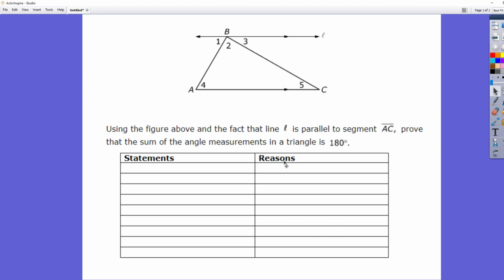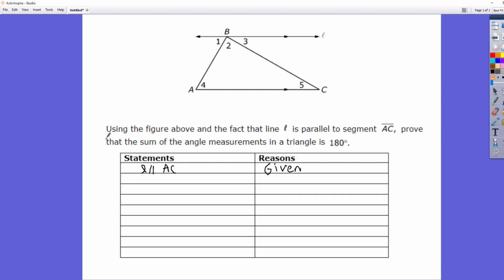So we have our columns for statements and our columns for reasons. What can we do with that? Well, we all know, hopefully, what the first reason always is. It's always given. So I can just go right here and write given. Okay. Now what is given to me? The fact that L is parallel to AC. So the line L is parallel to AC.